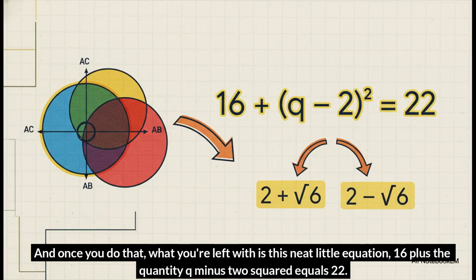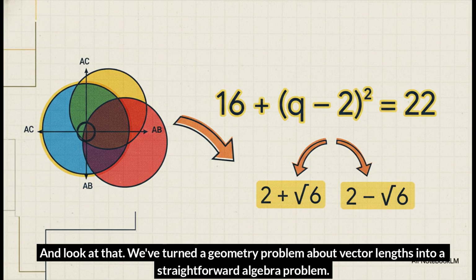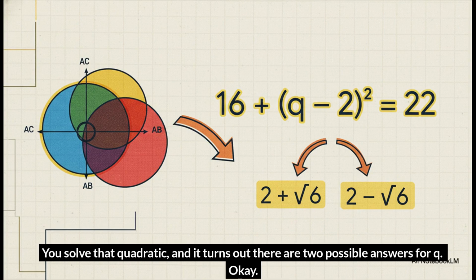And once you do that, what you're left with is this neat little equation. 16 plus the quantity (q minus 2) squared equals 22. And look at that. We've turned a geometry problem about vector lengths into a straightforward algebra problem. You solve that quadratic, and it turns out there are 2 possible answers for q.